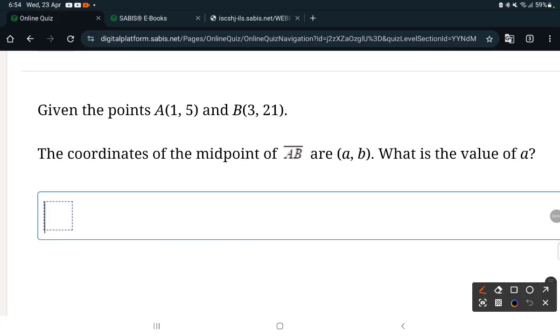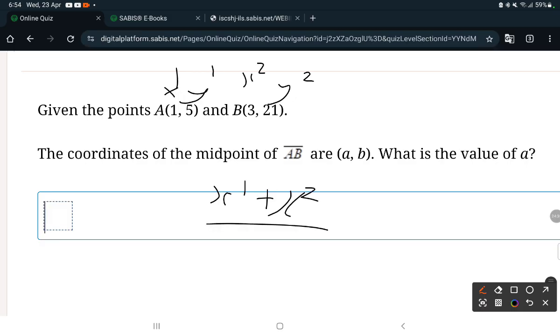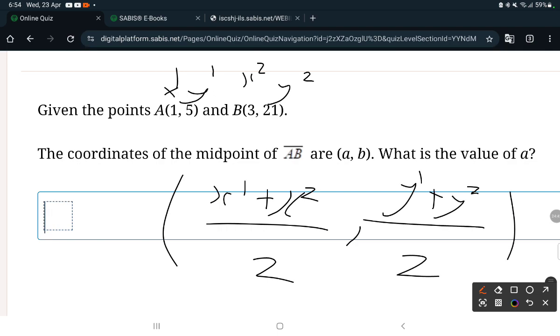Okay, given the points A, whose coordinates are 1, 5, and B, 3, 21, find the coordinates of the midpoint. Okay, so this is really easy. I'm sure you all are familiar with the midpoint theorem. So first of all, the first given point is always x1 and y1, and the second is x2, y2. And the midpoint theorem is x1 plus x2 over 2, comma, y1 plus y2 over 2. This is to find the coordinates of the midpoint.